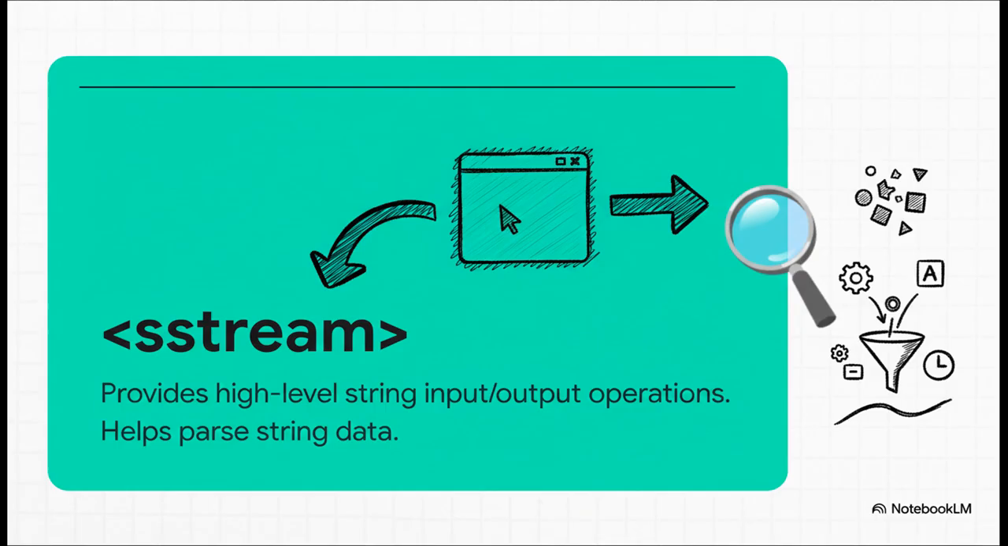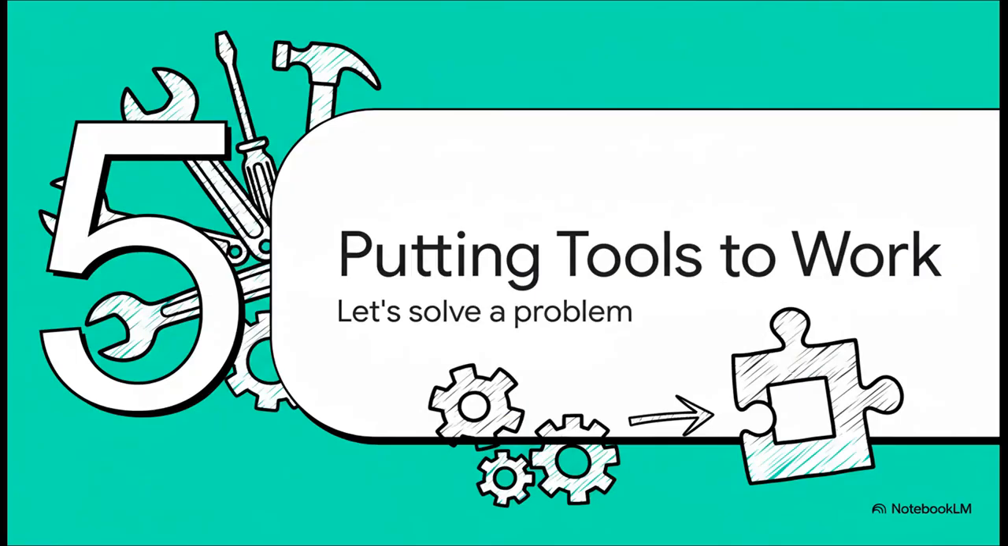And this one, oh, this one is a real game changer. The sstream library lets you treat a regular string as if it were its own little mini console. It's an amazingly powerful tool. So for example, if you have a string like "John 25", you can use sstream to just pluck out the name John and the number 25 as two separate pieces of data. It's incredible. Okay, we've filled up our toolbox with some fantastic tools.